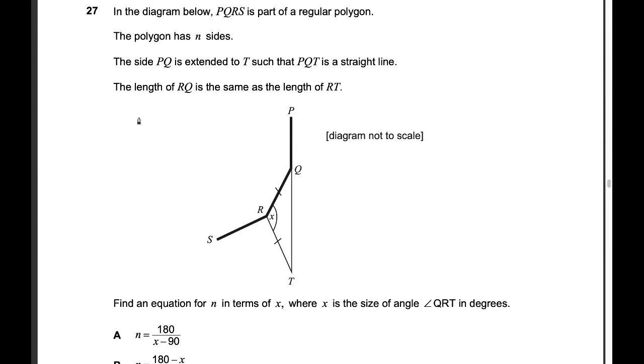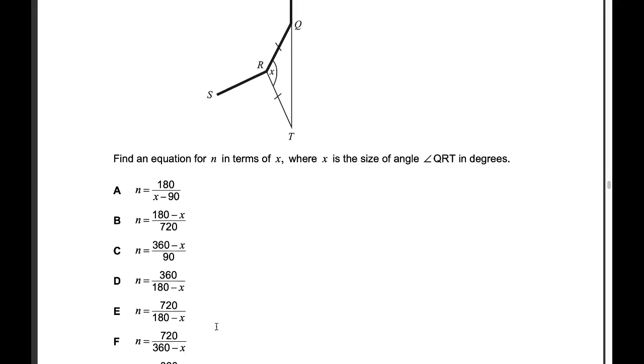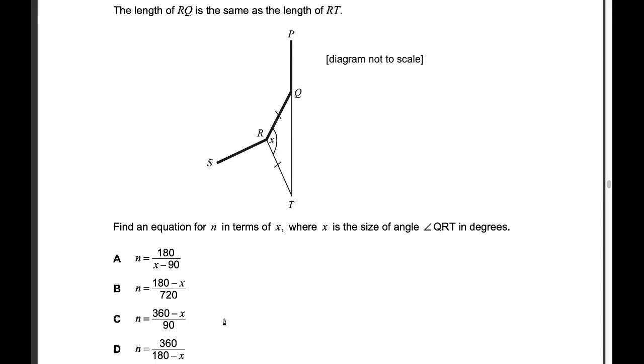Okay, so next question. Got PQRS, it's a regular polygon, it has n sides, and the side PQ is here. Okay, so we need to represent n, the number of sides, in terms of x. That's what the question is saying. And QRT is that x there.